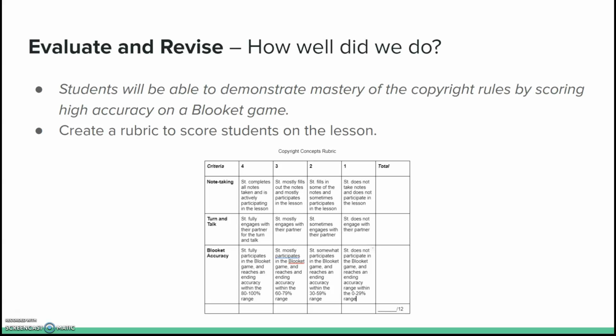The verbiage here would be that a student who completes all the things fully would get a 4. Mostly participating, mostly finishes, mostly engages would be the 3. Sometimes, somewhat would be the 2. And then you get to the 1, which is does not. So at minimum, your students could get a 3 out of 12, or at maximum, they could get a 12 out of 12.